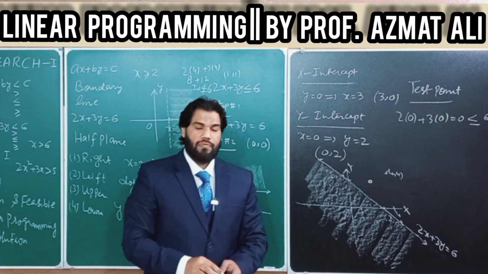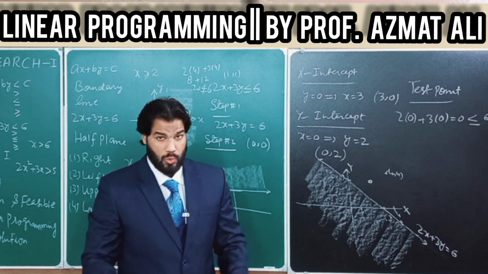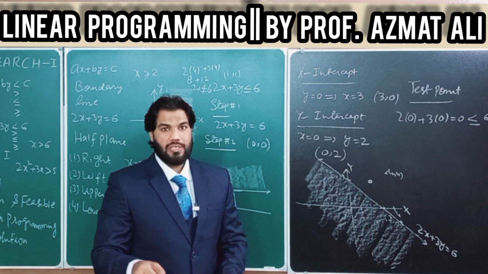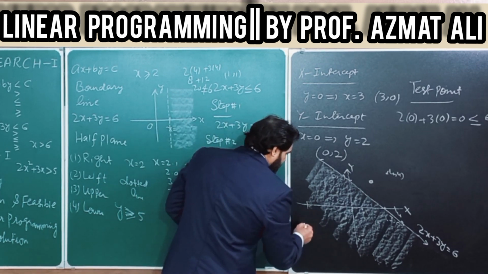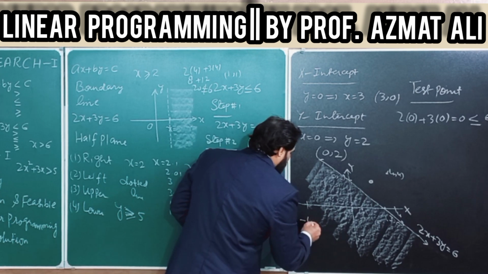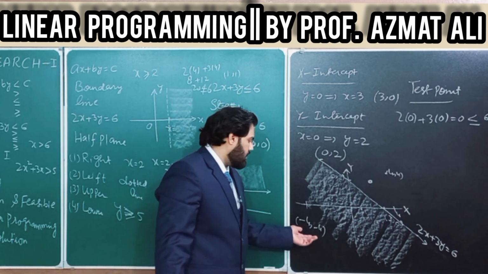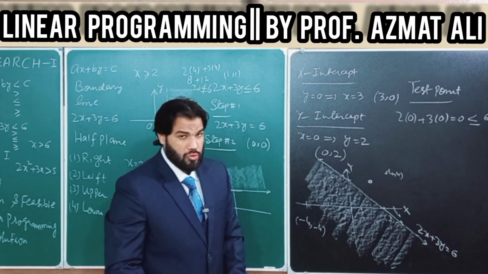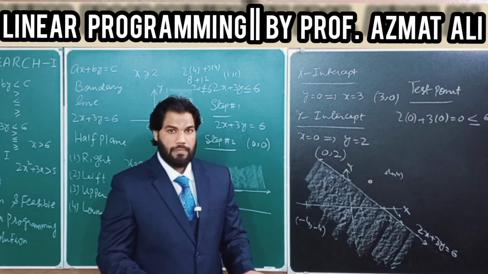So the feasible region is a region that satisfies our inequality, and any solution in the feasible region is called a feasible solution. For example, can we take x equal to minus 4 and y equal to minus 4 as a feasible solution? Yes, because (minus 4, minus 4) lies in the third quadrant and the graph also lies in the third quadrant. So it can be taken as a feasible solution.